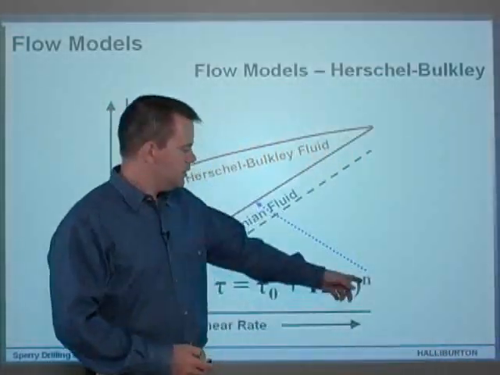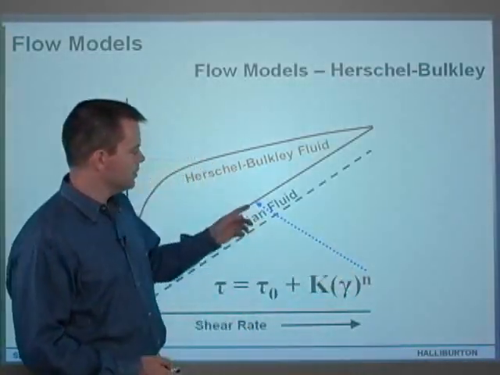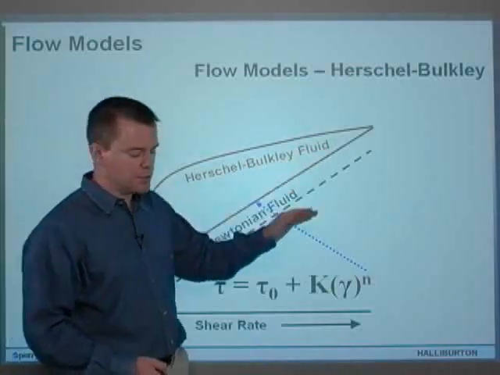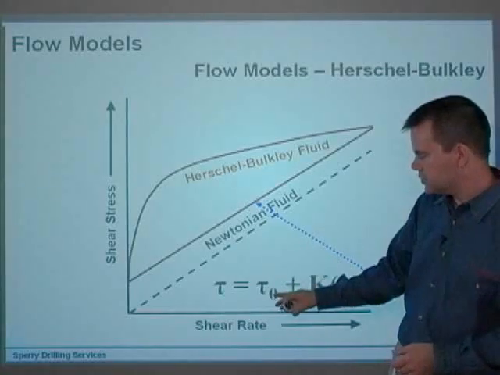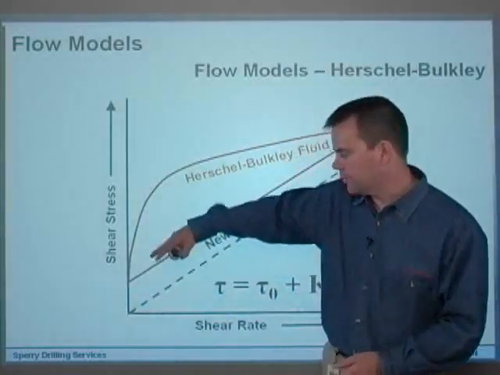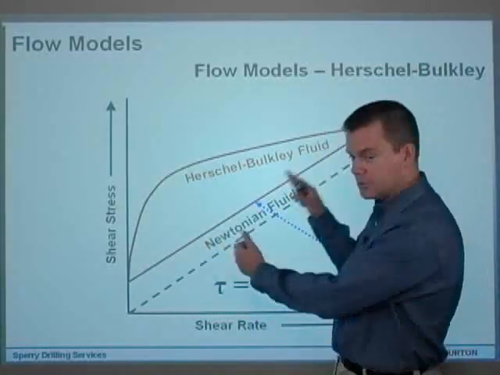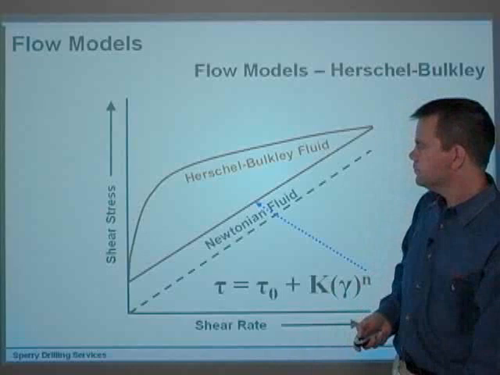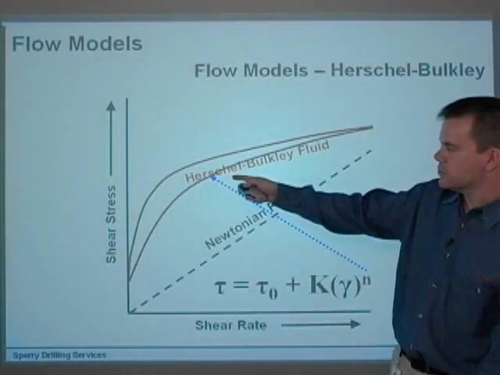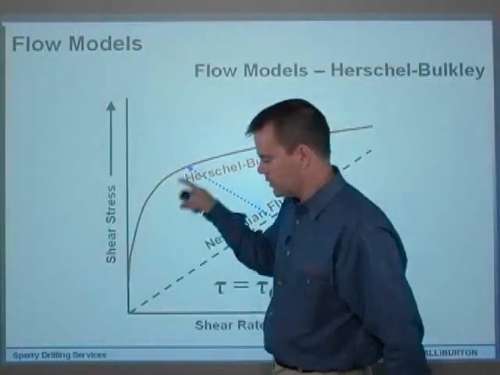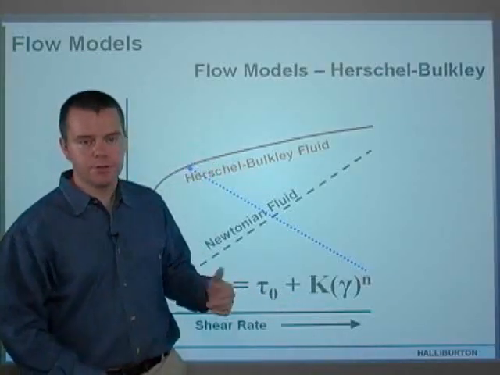And n here describes the degree of non-Newtonian behaviour. If n equals 1, then it's a straight line. In this case it's pretty much parallel to the Newtonian fluid line, but tau 0 being greater than 0 shifts that line up a little bit. So it's got a yield point. It's similar to a Newtonian fluid, but there is a yield point. Now if you decrease n slightly, then this becomes more curved, and as n decreases, it becomes more and more curved off the straight line.